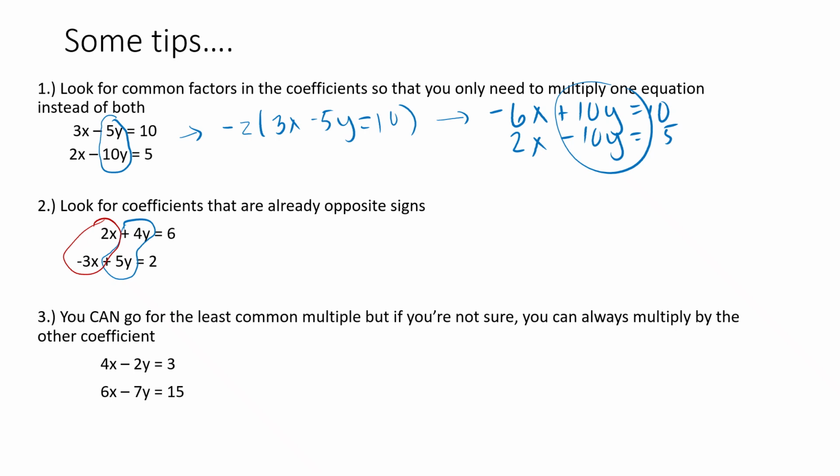And you can go for the least common multiple, okay? Generally, we want to go for the least common multiple because we want to keep those numbers as small as we possibly can. However, if you're not sure, you can always multiply by the other coefficient.